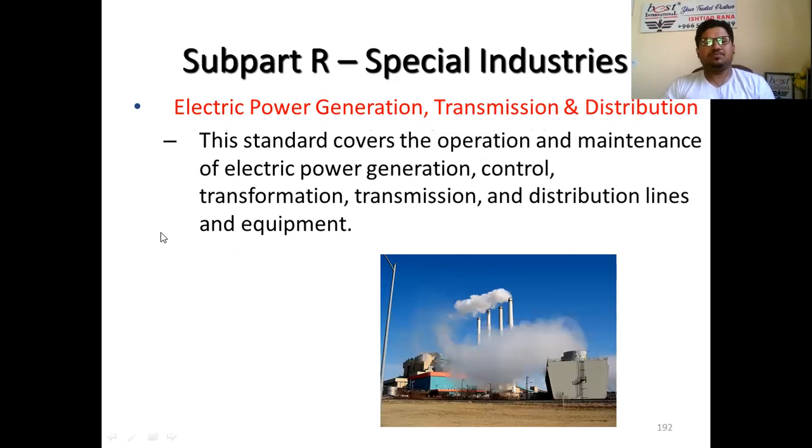Yes, there are special industries related to electric power generation, transmission, and distribution. This standard also covers the operation and maintenance of electric power generation, control, and transformation, transmission and distribution lines and equipment. In Saudi Arabia, we see the Saudi Electricity Company. And in the same way, all countries have electric power generation systems.